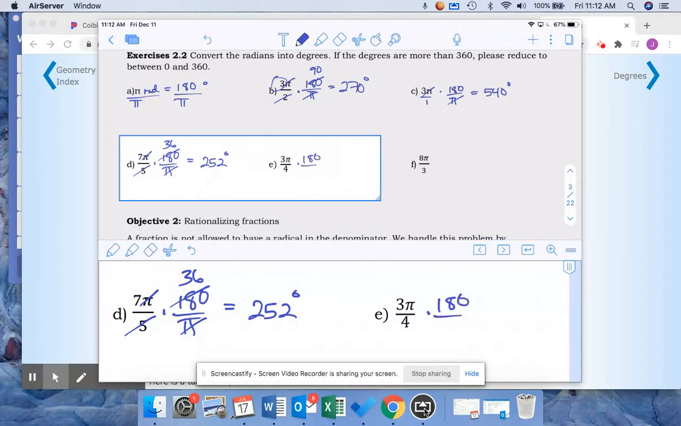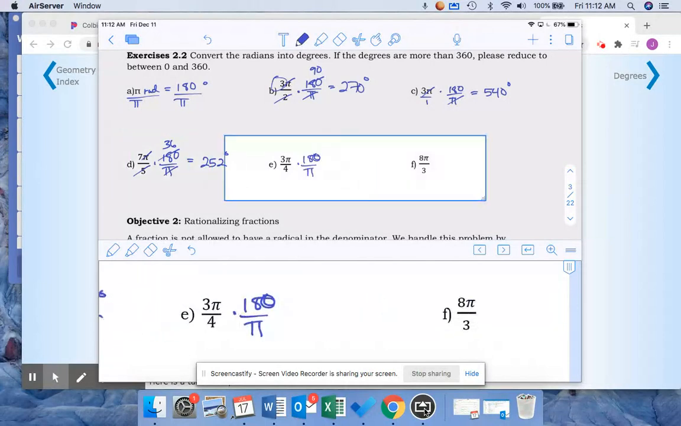Once again, multiplying by that same conversion factor. Get rid of the pi's. Does 180 divide by 4? Interesting, it does. It gets me down to 45. 45 times 3 is 135 degrees.